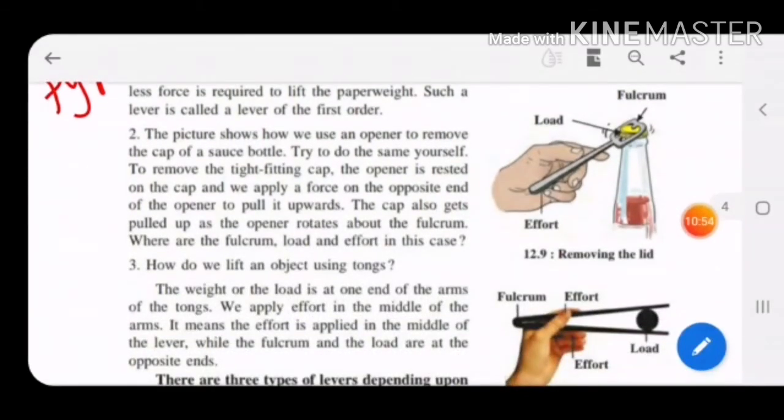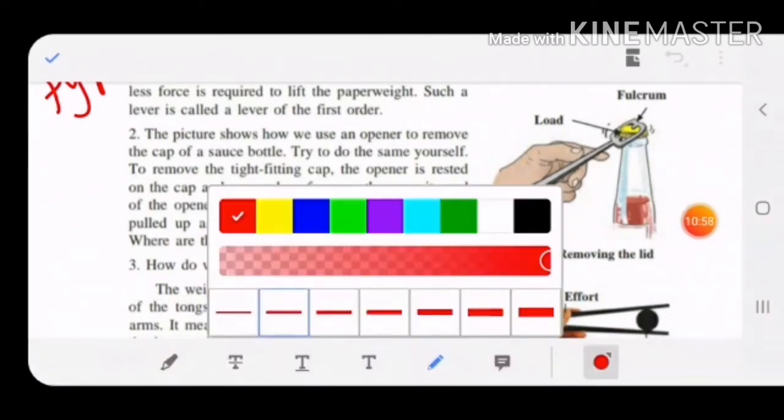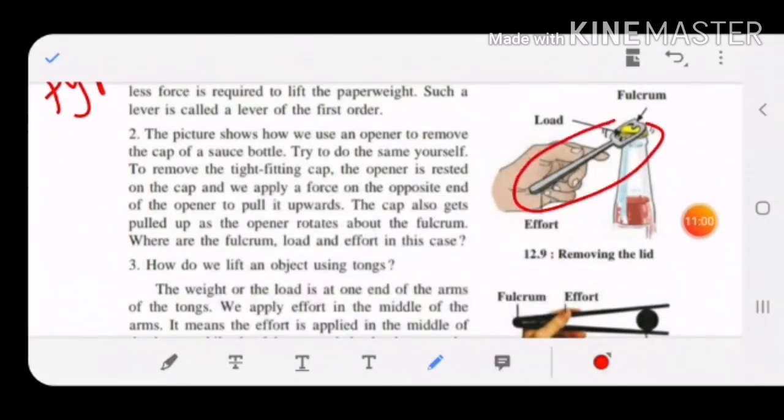Now the second picture is of a bottle opener. Can you see this bottle opener? Children are trying to open the sauce bottle. Try to do the same yourself to remove the tight fitting cap. The opener is rested on this cap, and we apply force in the opposite direction to open the cap. The cap also gets pulled up as the opener rotates about the fulcrum.